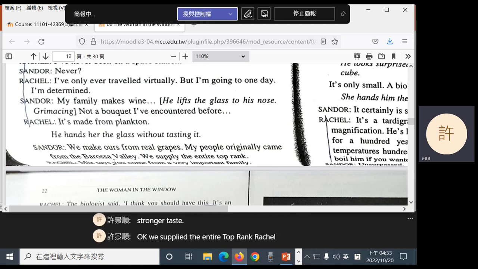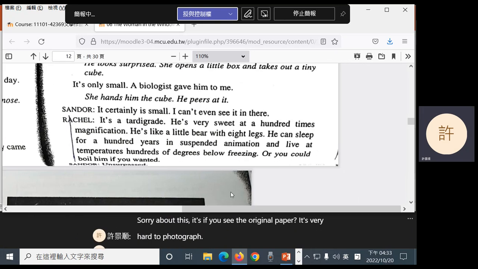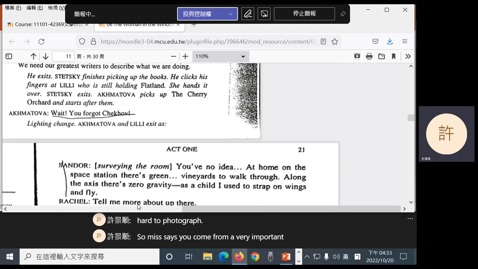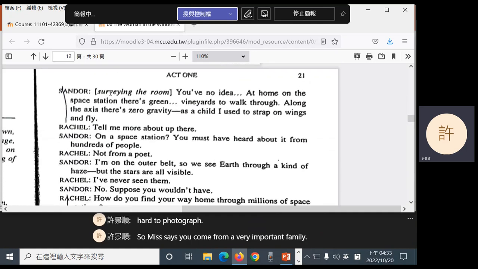Rachel, Ms. says you come from a very important family. Sorry about this. If you see the original paper, it's very hard to photograph. So Ms. says you come from a very important family. Sandor, surveying the room, which means he looks around the room.